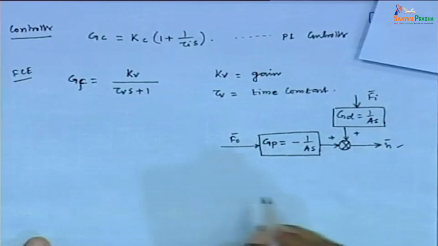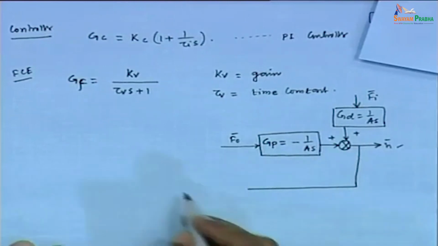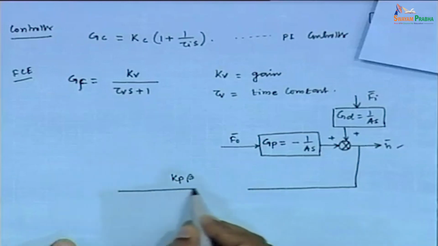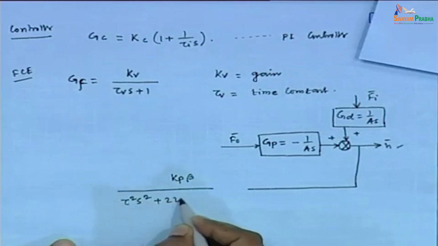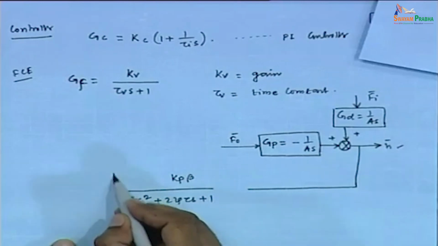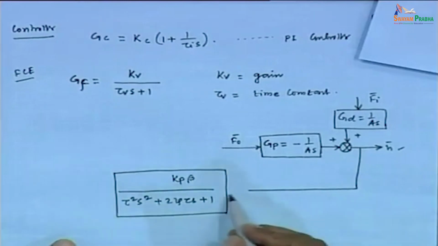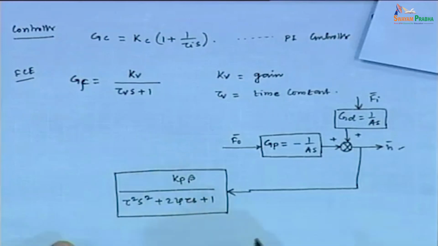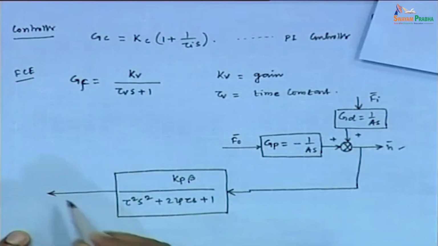Measuring device: for the measuring device we have derived the transfer function, that is Kp beta, where Kp is the gain of the measuring device, whole divided by tau square s square plus 2 zeta tau s plus 1. So, this is the transfer function of the measuring device, equal to Gm. Output is measured height.